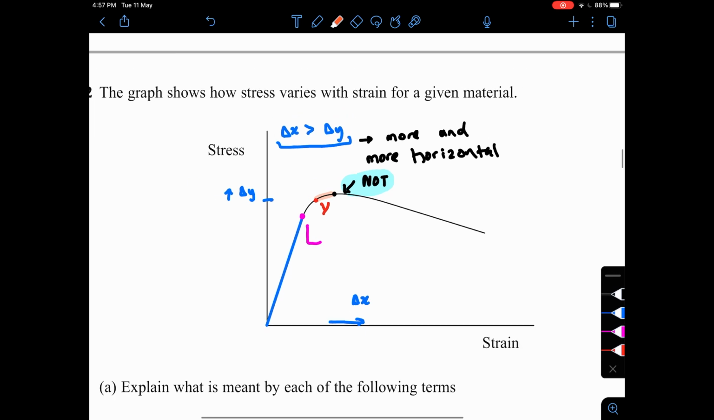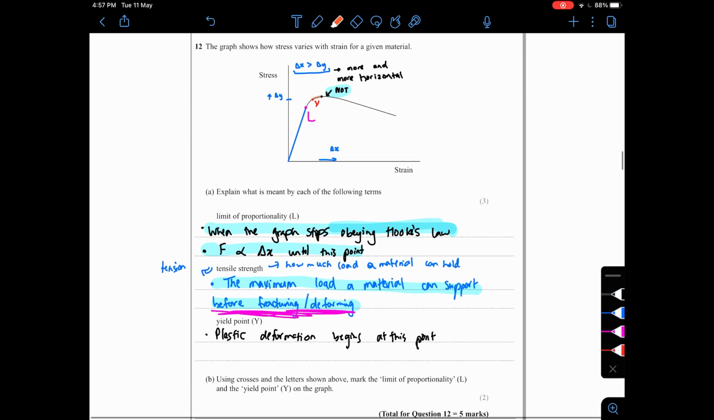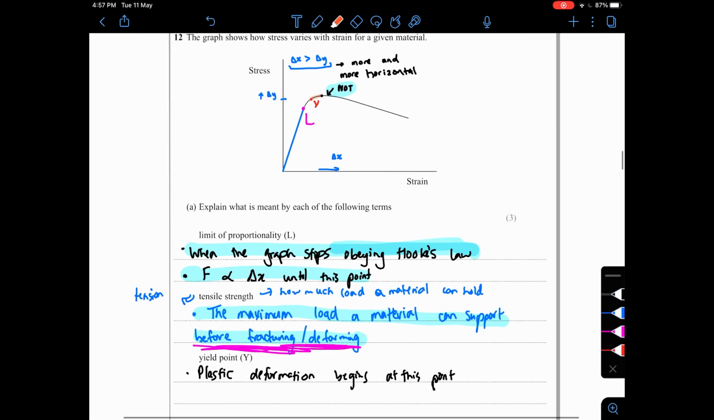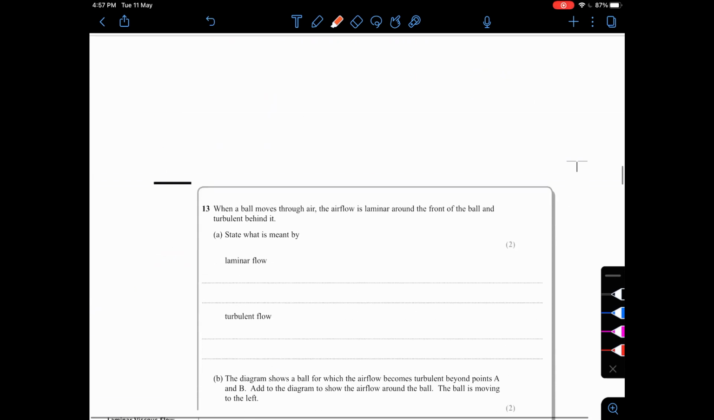All right, so that is the answer. Part B we have just done is to mark down the limit of proportionality and the yield point, which I have just explained. So that's that. Now we can move on to question number 13.